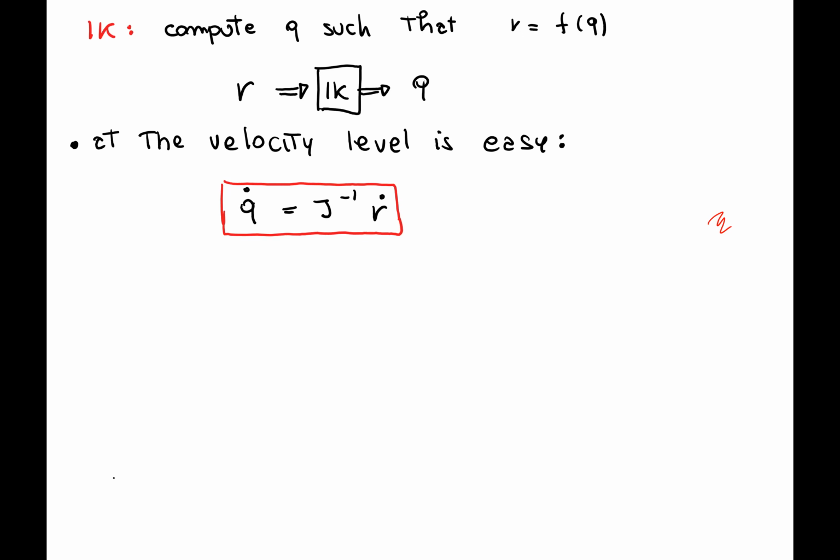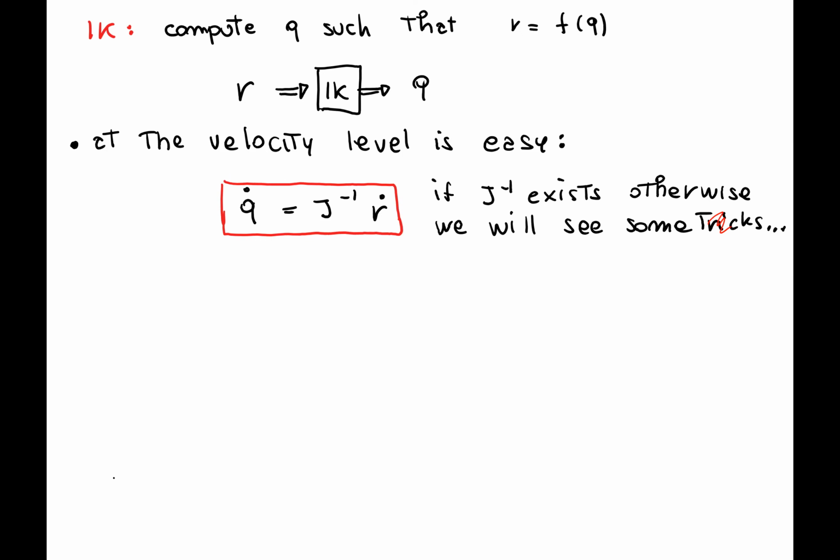At the velocity level, we just invert the Jacobian. So we compute the joint velocity by inverting the Jacobian times the derivative of the task variables, or the end effector angular and linear velocity, or whatever we have. The only problem is that we should take care that the inverse of the Jacobian exists. Otherwise, we will see some tricks to address this situation.